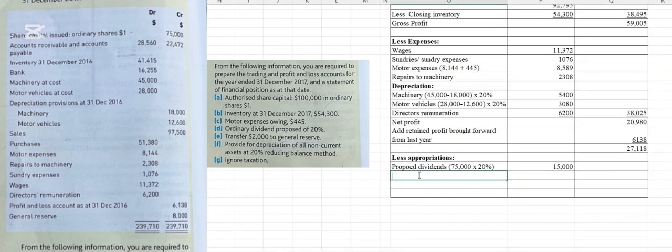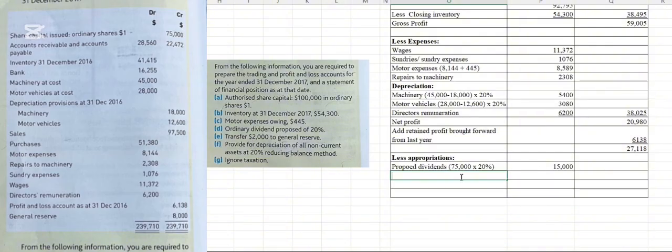I know some of you are wondering, do we add these two general reserve figures together and put them under the appropriations, or do we put the 8,000 only, or the 2,000 only? The truth is, we're only going to record the transfer to general reserve under this appropriation. So in the appropriation account, you record only the 2,000 transfer because this represents the current year's allocation. Now, in the balance sheet, you will record the general reserve under the equities and shares section, and that will show the total general reserve, which will be 10,000, which is the 8,000 plus 2,000.